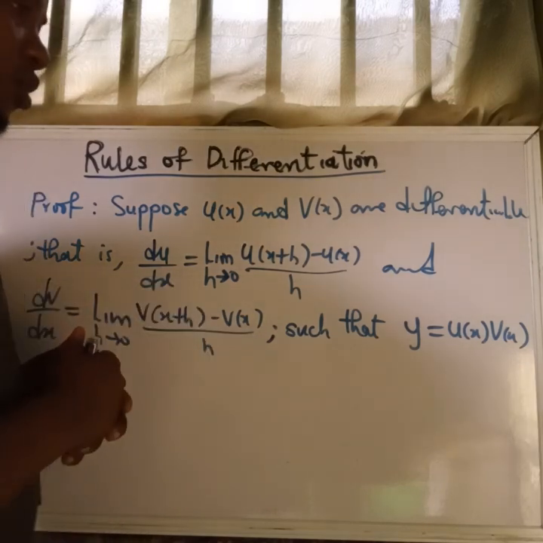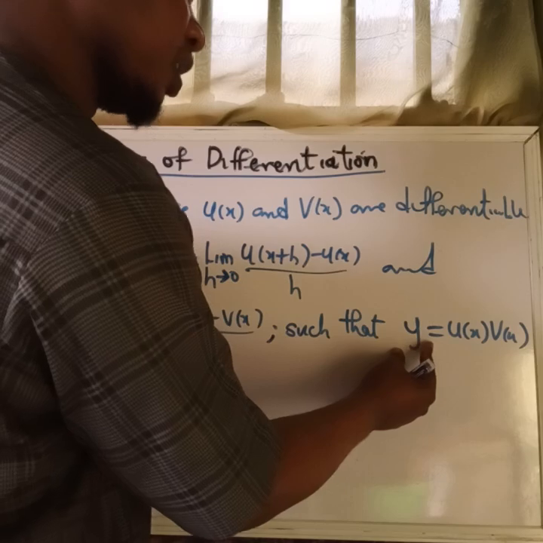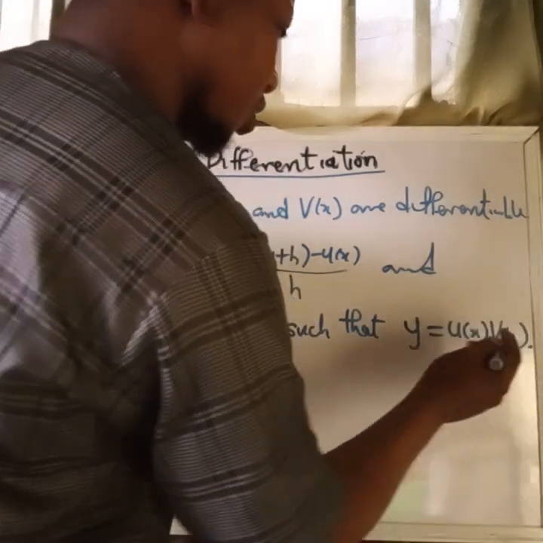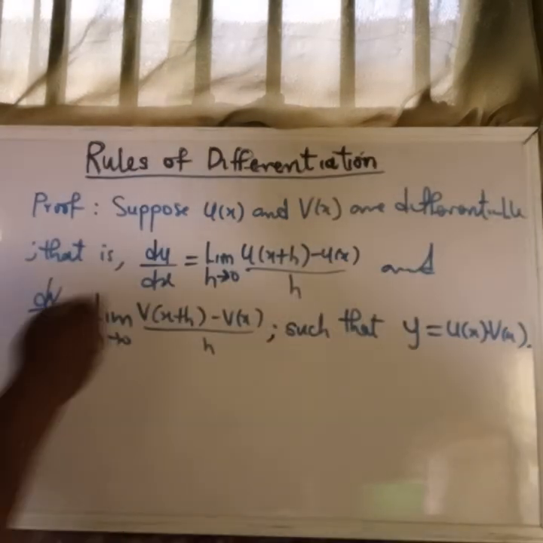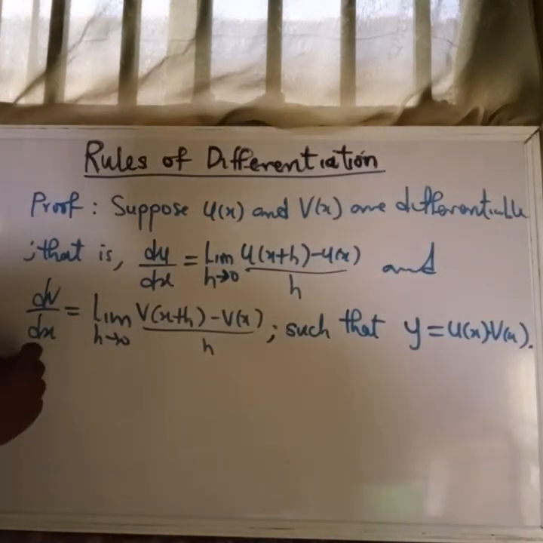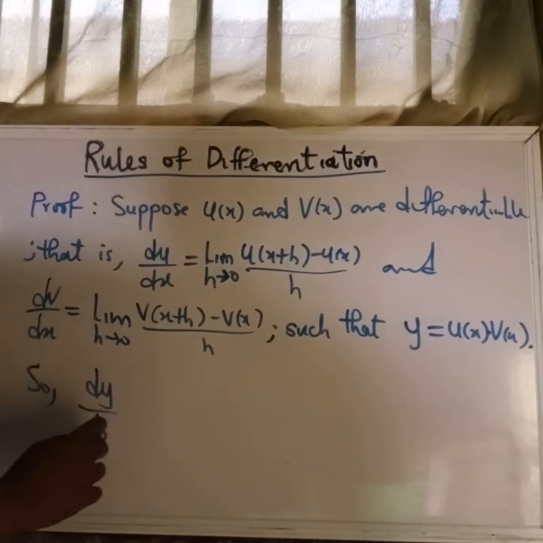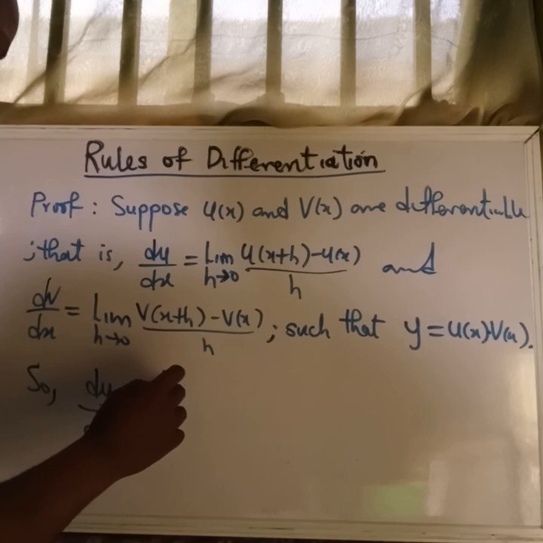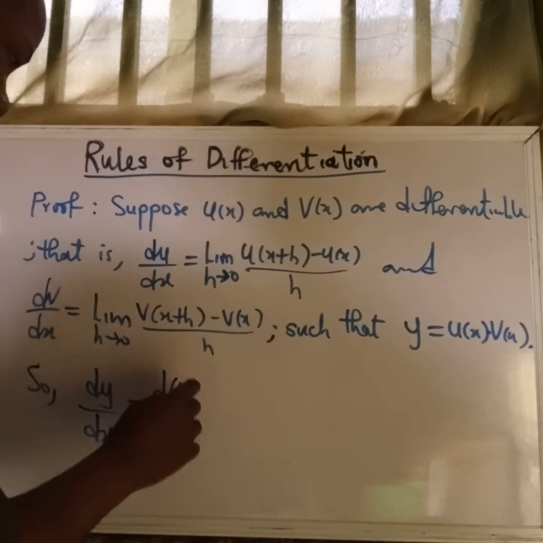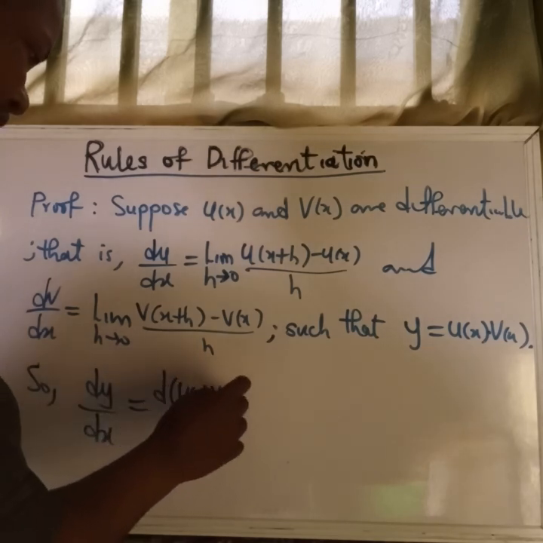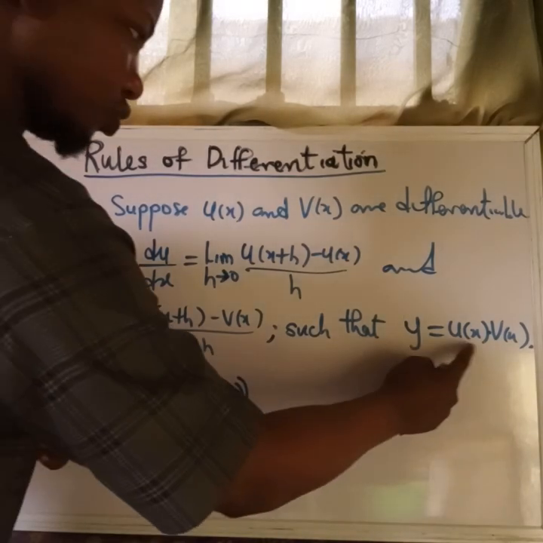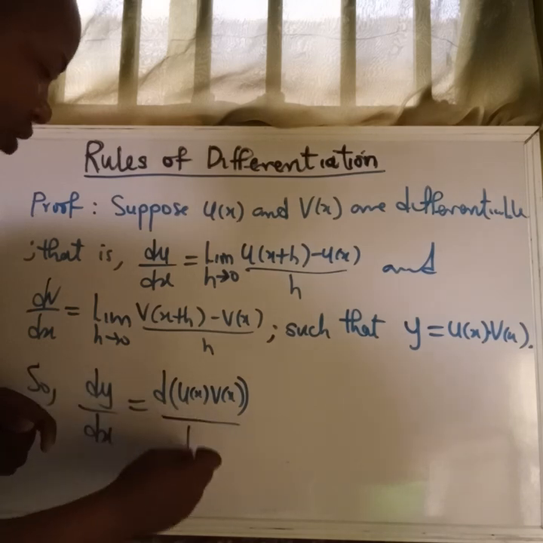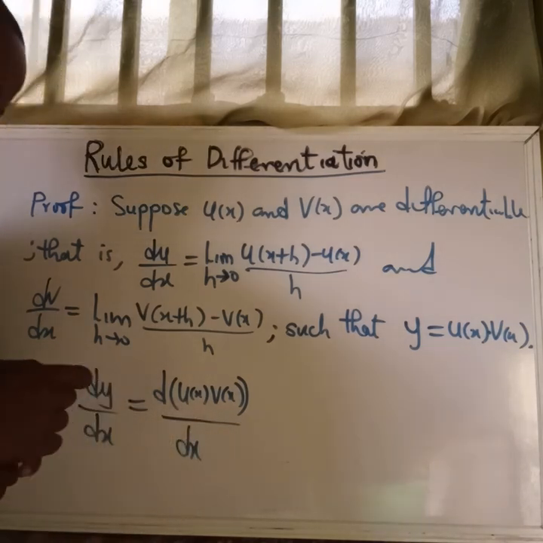Okay, now we want to look for the derivative of this function, which is a function of two differentiable functions. Now we want to find dy/dx, and of course y will be equal to u of x times v of x. That is, we are replacing y here with u of x and v of x, and then we can have the definition as follows.